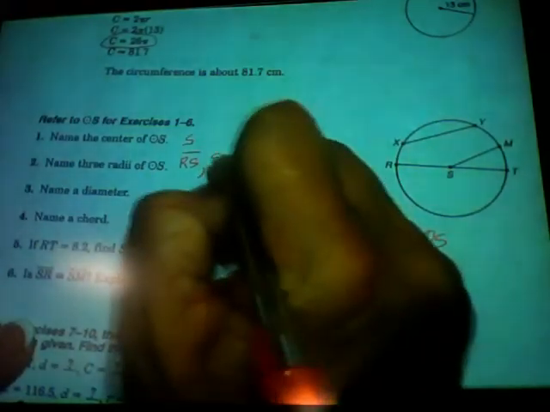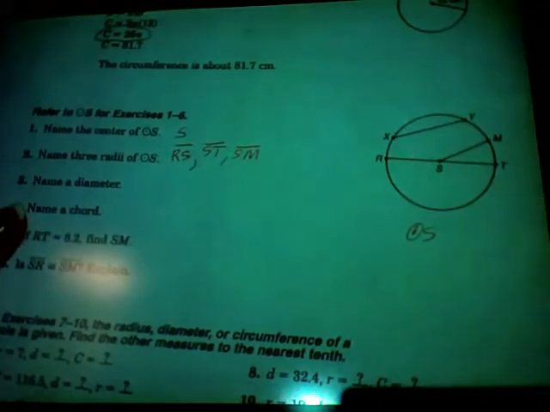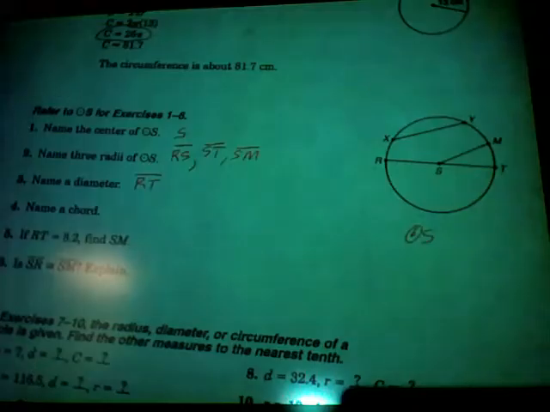ST. Correct. What's another one? SM. Are there any others? So there's only 3 on this picture, right? Name a diameter. What's the diameter? RT. Your diameter has to go through that center. So it's RT. Don't name it RST. That would be incorrect.